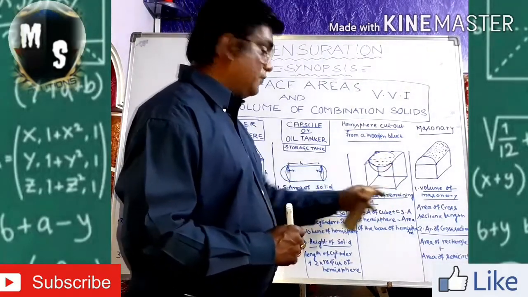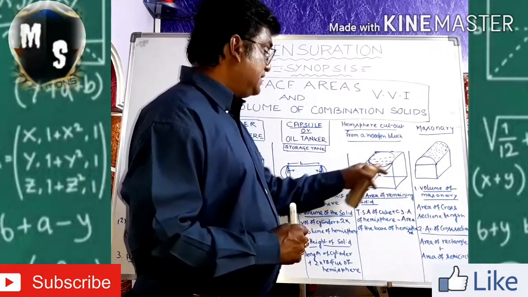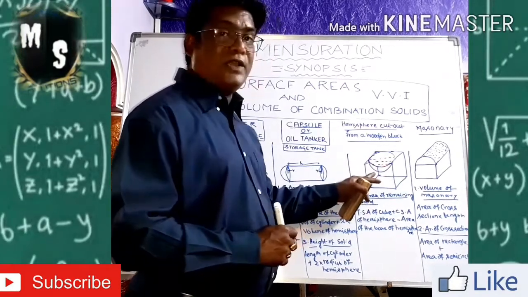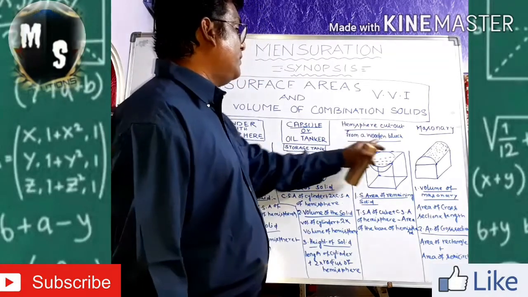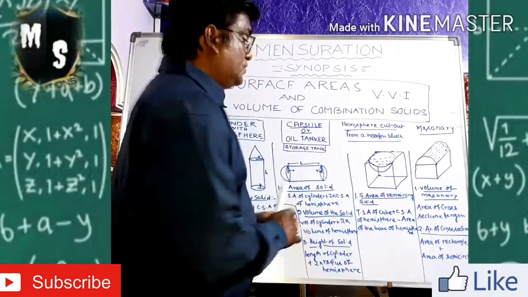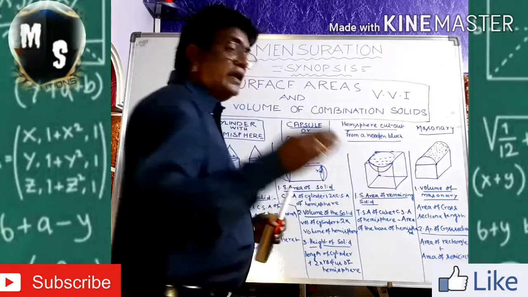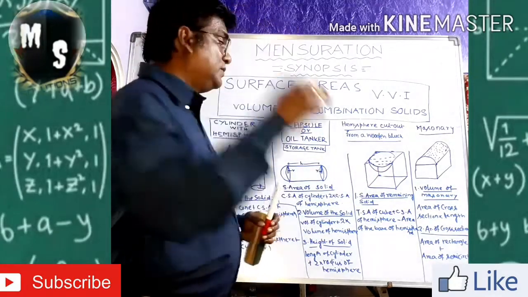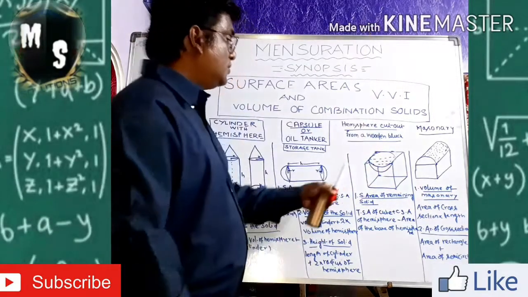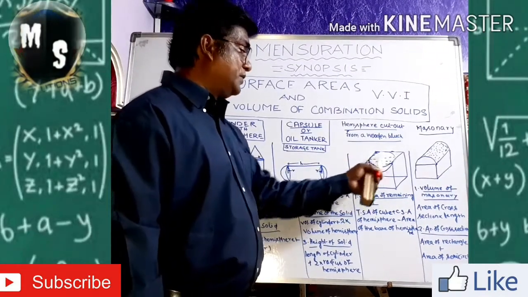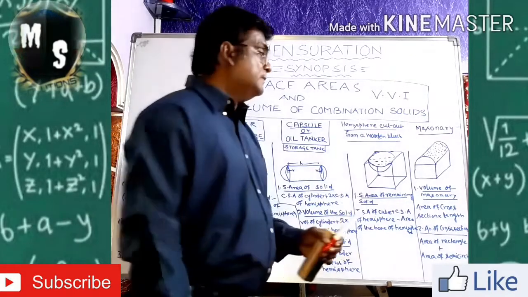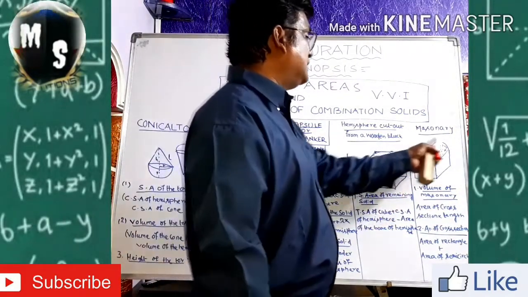Now again go for another one. See, it is a big cube. A hemisphere is cut out from the cube, that is a hemisphere cut out from a wooden block. Sometimes it is used to give water for the birds. The birds will come and drink water and fly away. So that type of combination of solid is a cube with a hemisphere.